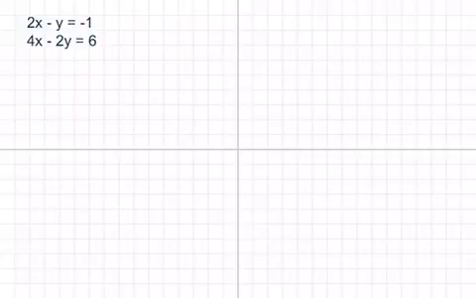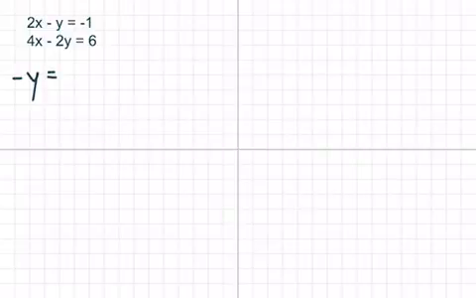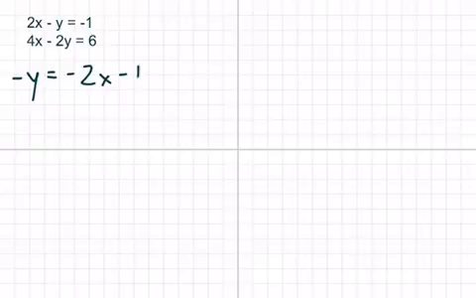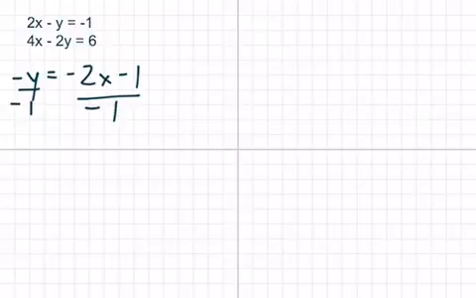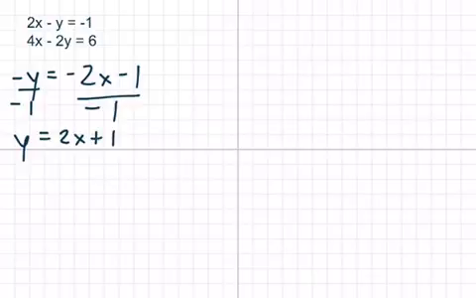Okay, so let's take a look at this one. On this one, we notice it is not in the form y equals mx plus b, so guess what? We got to put it in the form y equals mx plus b. So for the first one up here, I'm going to start off subtracting the 2x. So we get this. And then, of course, we have to divide by -1. So we end up with y is equal to 2x plus 1. That will be our first one.